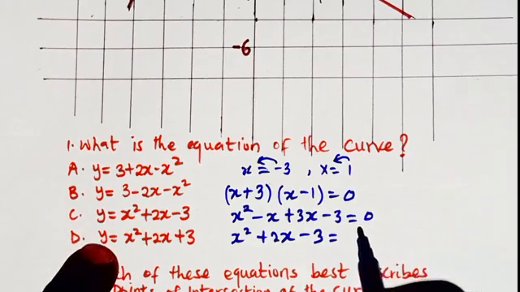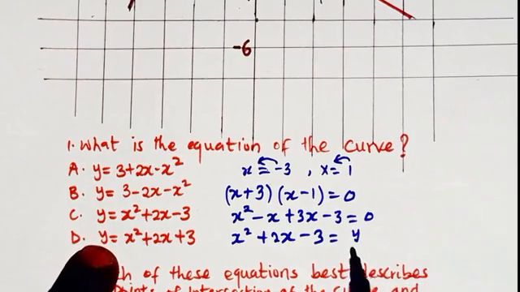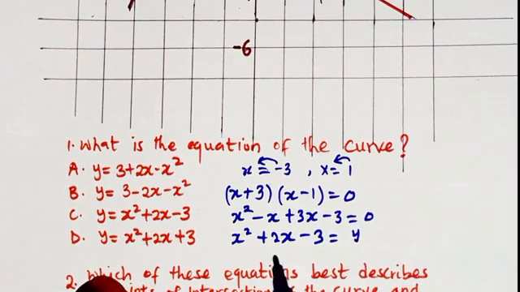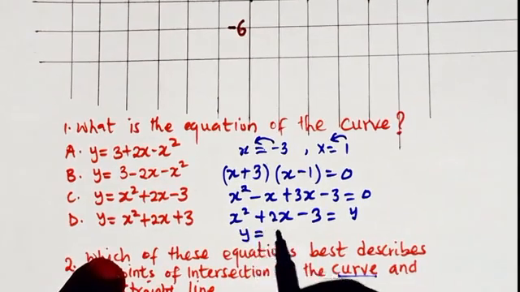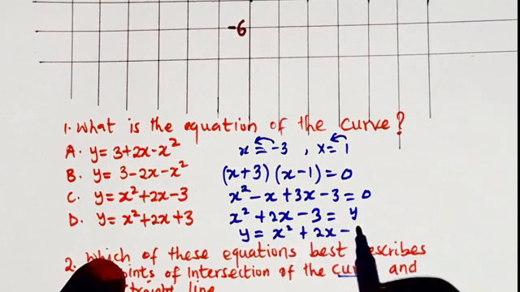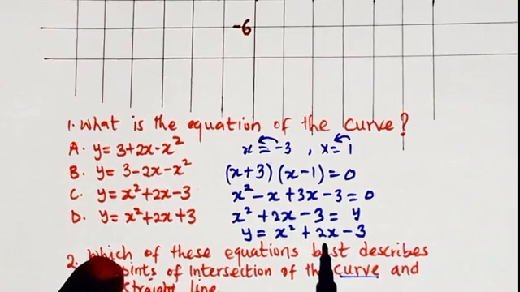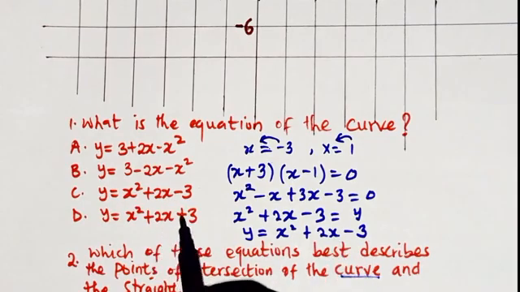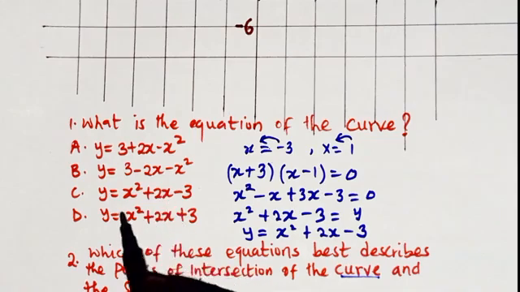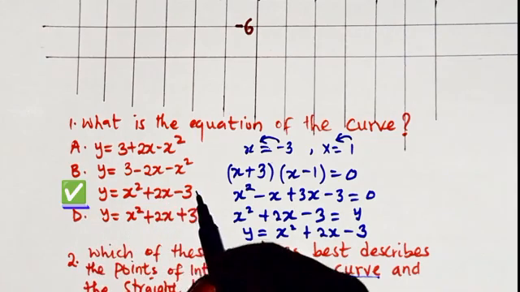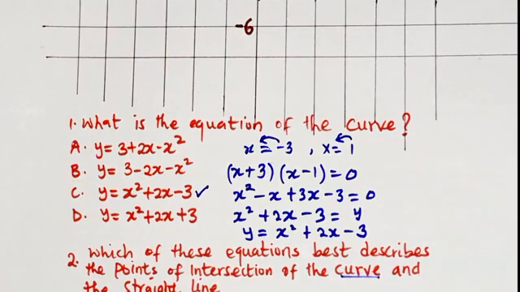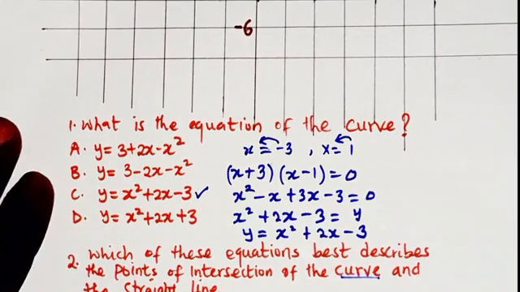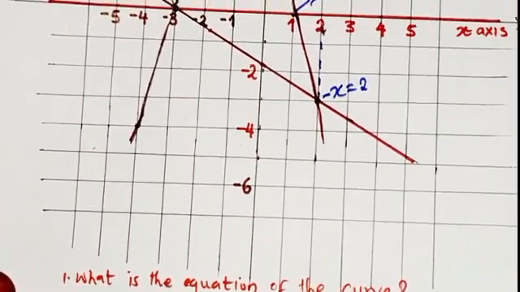Now since we have 0 here, but we want to find this 0 here, we are going to change it to what? To y. So therefore we have the solution to be y equals x squared plus 2x minus 3. So now looking at these options there, you can see we have x squared plus 2x minus 3, x squared plus 2x minus 3. So which shows that this option C is our solution.